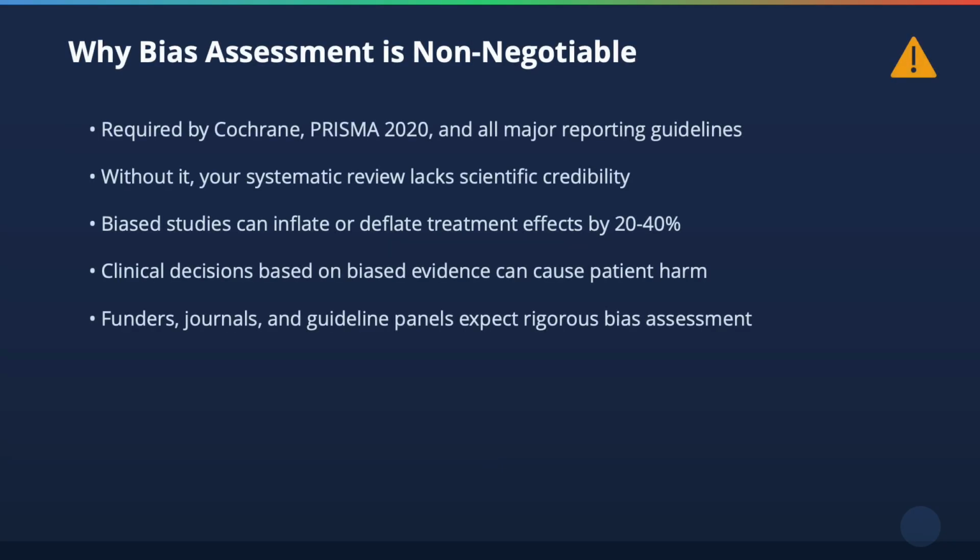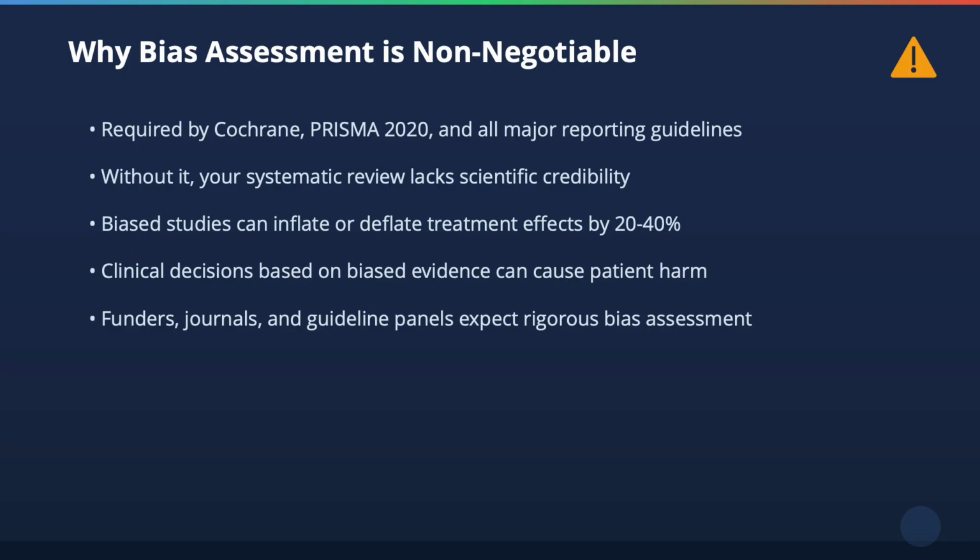Now let us talk about why bias assessment is absolutely non-negotiable. I cannot stress this enough. If you skip risk of bias assessment or do it poorly, your entire systematic review loses credibility. First, it is required by every major reporting guideline. Cochrane requires it. The Preferred Reporting Items for Systematic Reviews and Meta-Analyses 2020 statement requires it. There is no way around this.